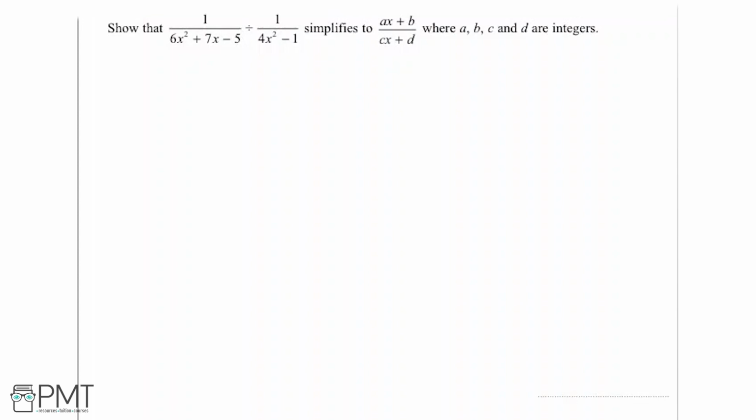Show that (6x² + 7x − 5) divided by (4x² − 1) simplifies into the form (ax + b) over (cx + d), where a, b, c and d are integers.